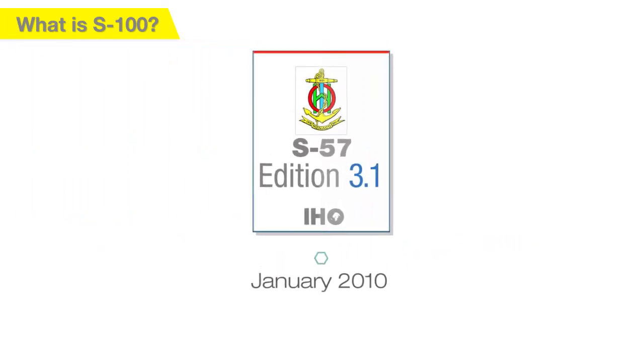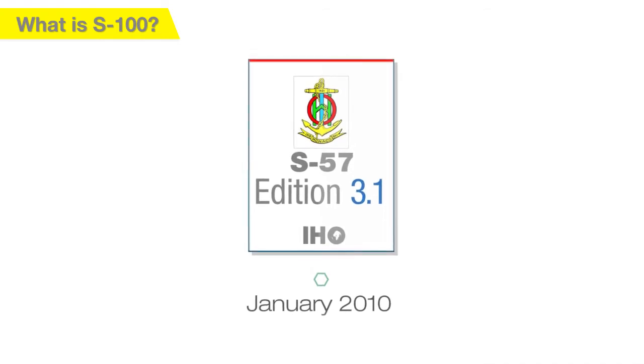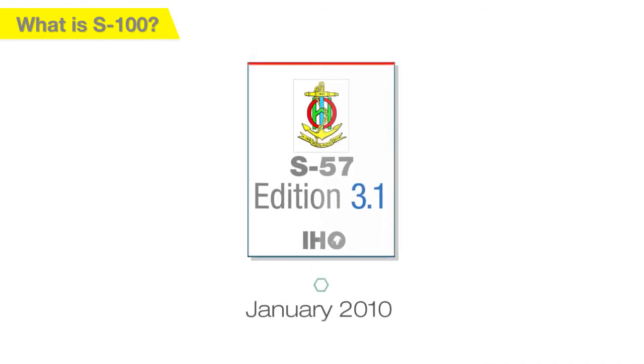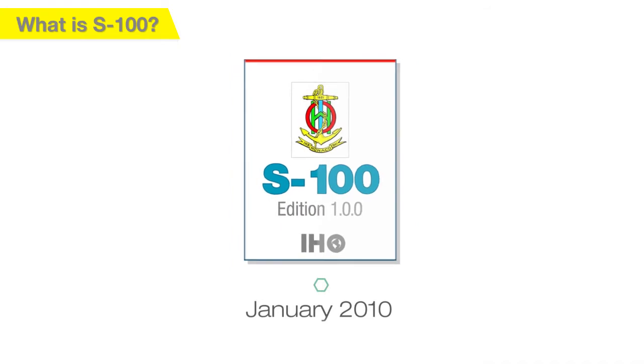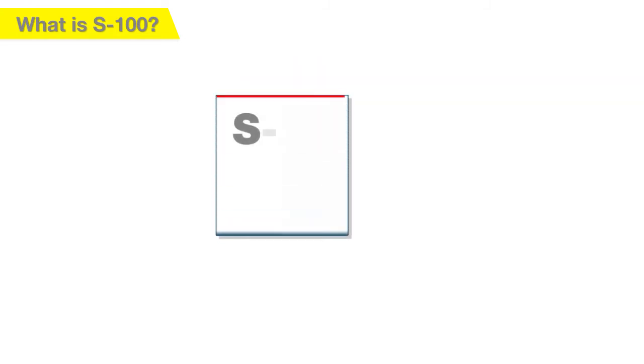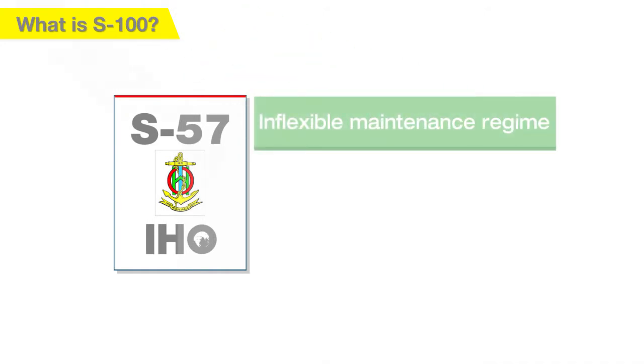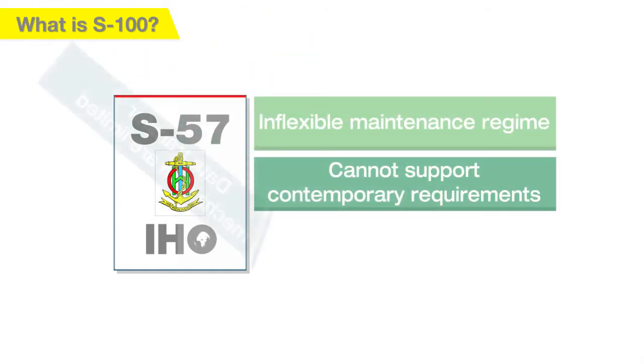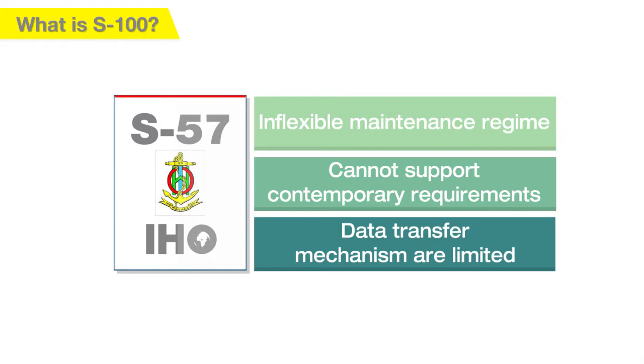And then IHO recognized the need for a major revision of S57, developed a new hydrographic standard based on ISO 19100, and completed S100 in 2010. S57 is limited in many ways. In order to overcome its limitations, a new standard designated S100 has been developed.